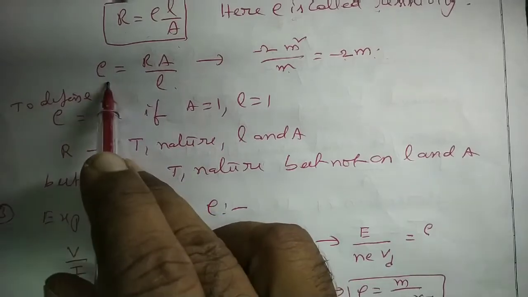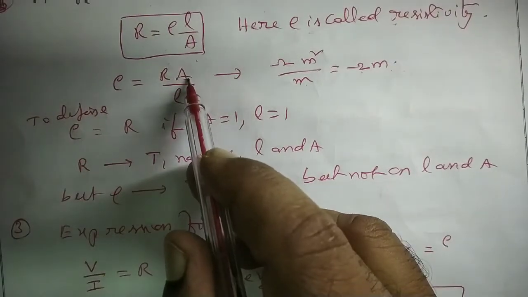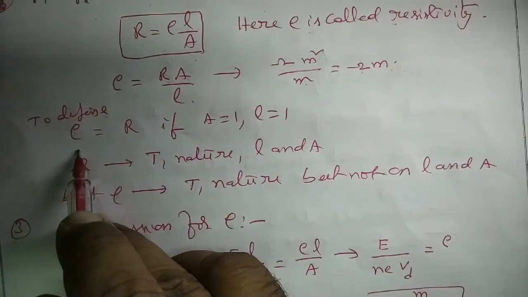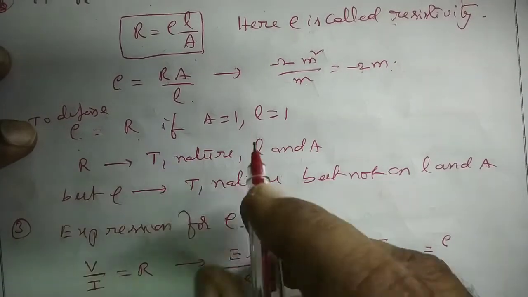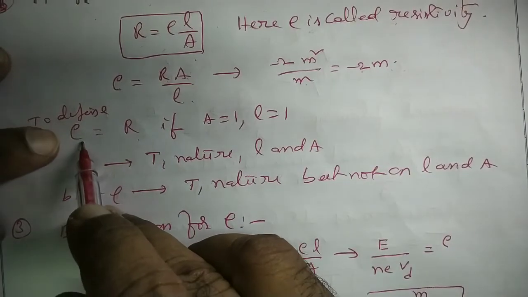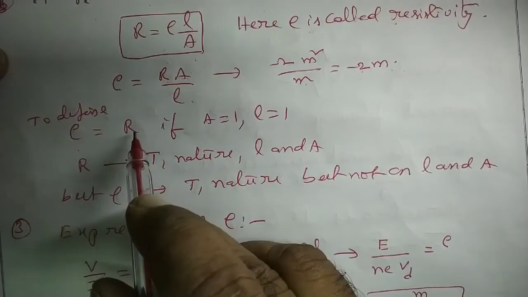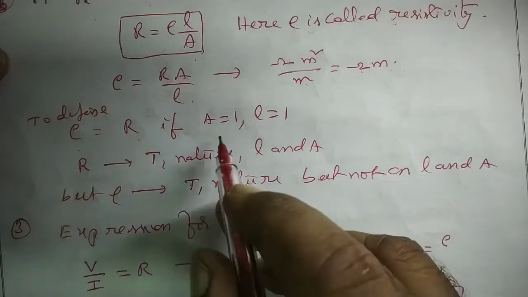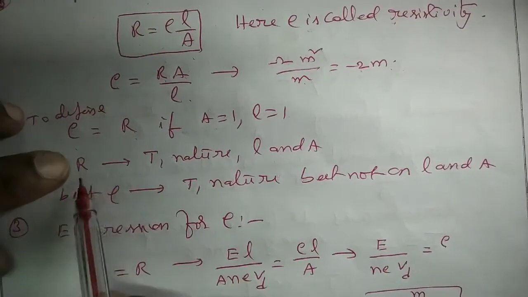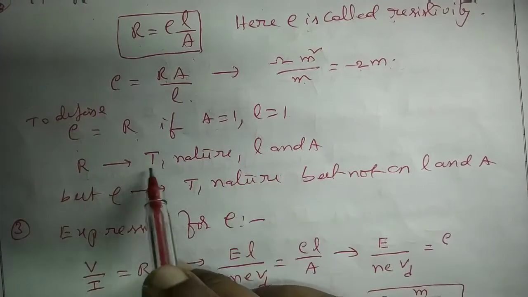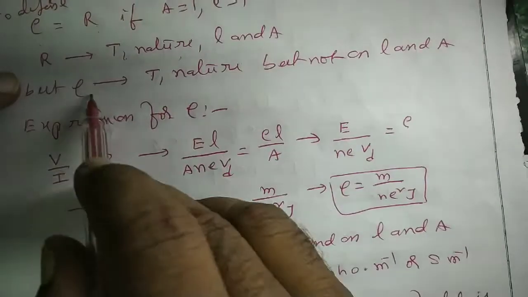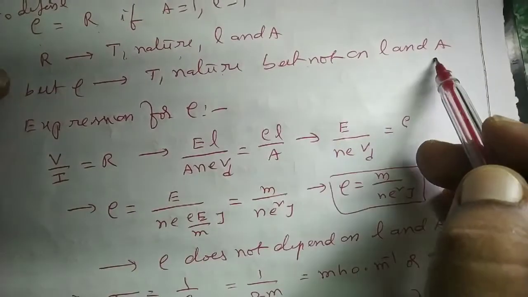Now to define resistivity, what can we do? If you make cross-section area 1 and L 1, then resistivity will become equal to resistance. Means what? Resistivity is nothing but the resistance of the conductor whose cross-section area is 1 unit and whose length is 1 unit. Resistivity of any material is defined as its resistance whose cross-section area is 1 and whose length is 1. Now resistance depends on 4 quantities. Just now we stated that it depends on length and cross-section, and it also depends on temperature and nature. But resistivity depends only on temperature and nature, but not on length and cross-section area.